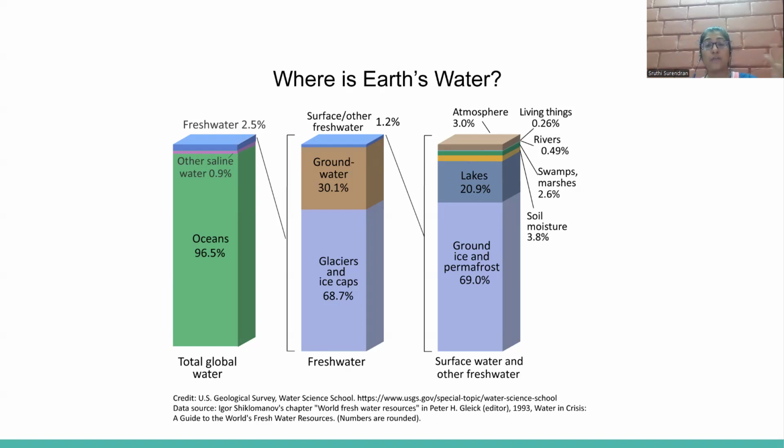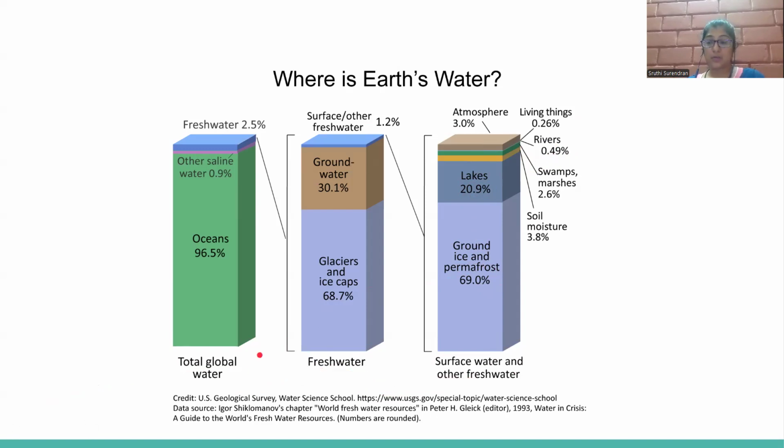So although we are using a lot of water from surface waters, it is contributing a mere 1.2 percent of the freshwater resources, while a major portion is contributed by glaciers and ice caps, and secondary to that, it is groundwater. You can see here there's a classification of the surface water also. Living things comprise 0.26%, rivers are only contributing 0.49 percent of it. Most is contributed by lakes, and the greatest amount again by permafrost and ground ice.